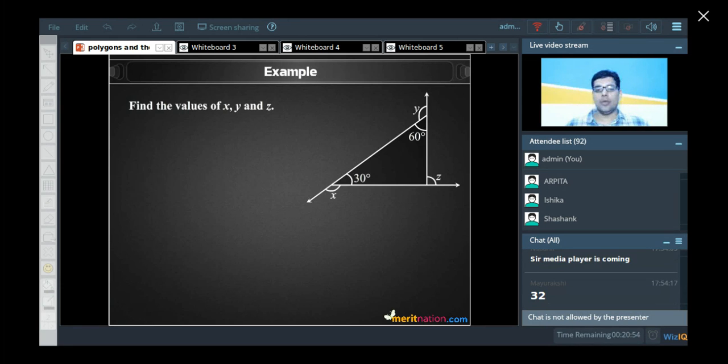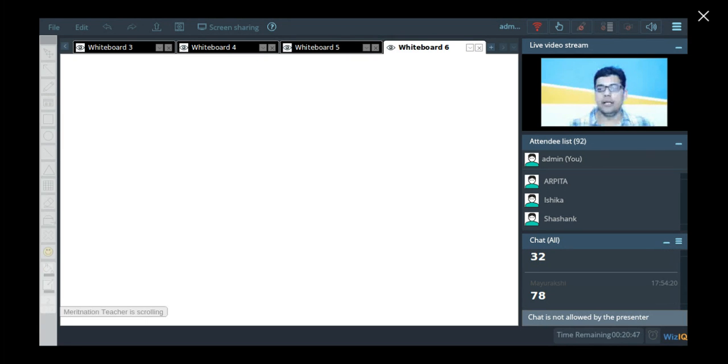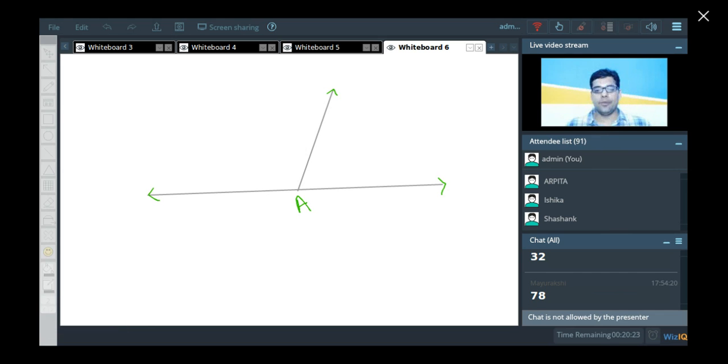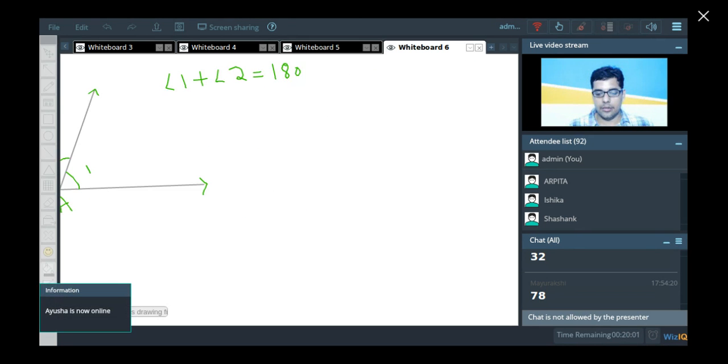Okay, so we have here x and 30, forming a pair. So what is a linear pair? Let's just discuss this first. Let's take a figure here, a straight line like this. A ray on this line touching the given line, let's say at point A. Now the angles made by this ray on this line, that is angle 1 and angle 2, are called a linear pair of angles on a line. So we can say here linear pair means angle 1 plus angle 2 equals 180 degrees.